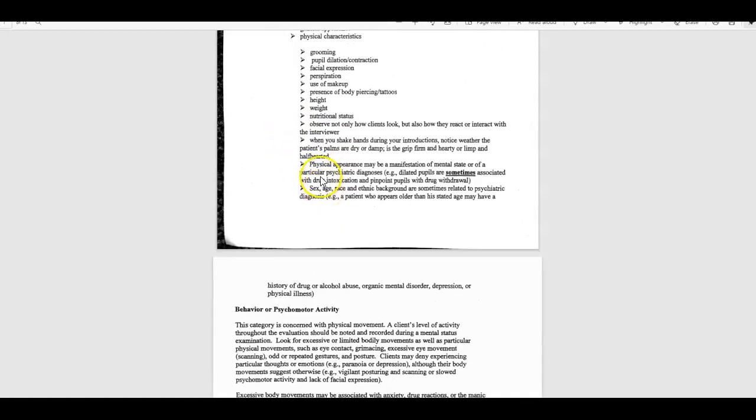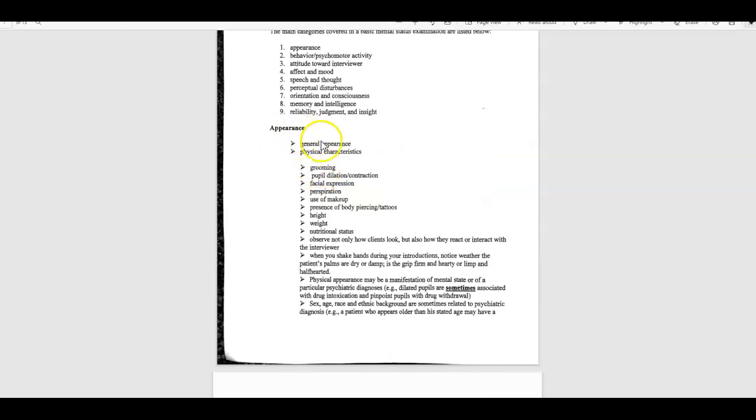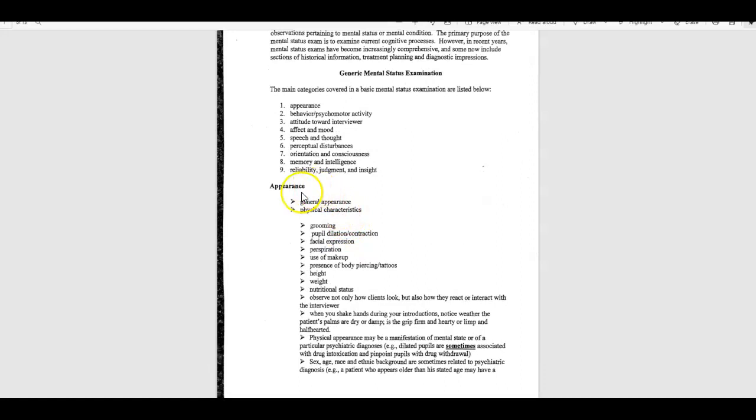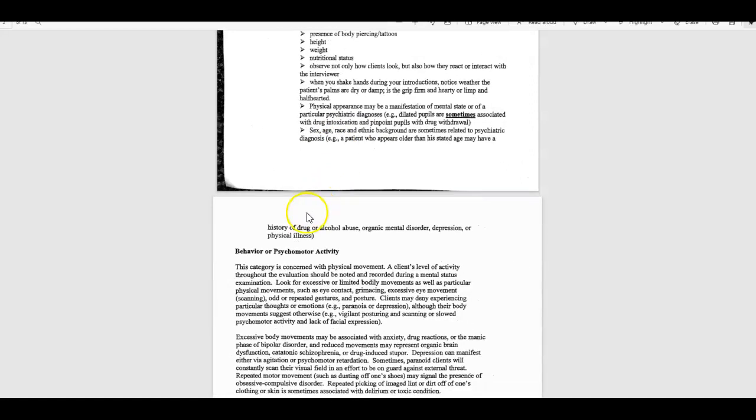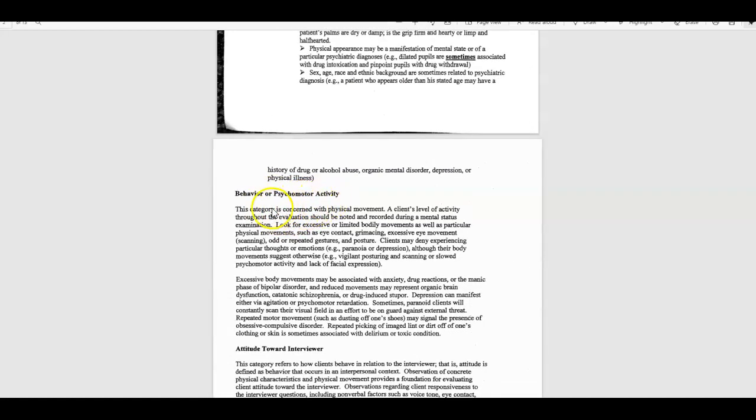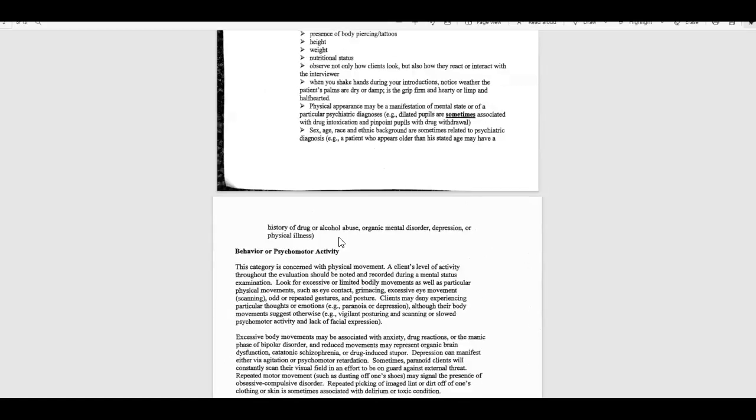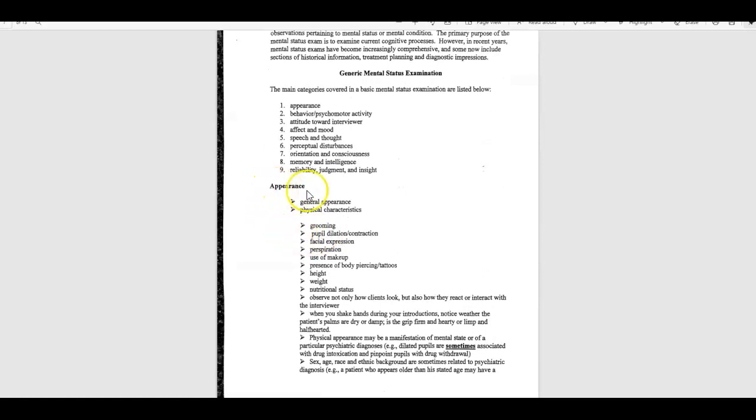And here it goes into depth of what you're looking at in terms of appearance. General appearance, physical characteristics, grooming, facial expressions, use of makeup, height, weight, nutritional status. Again, what are you observing in terms of their appearance? And here, behavior or psychomotor activity also goes through the dimensions in which you are to evaluate what you noticed or observed from your client here. Now, the important piece here is to make sure that you highlight these key areas in your case study.